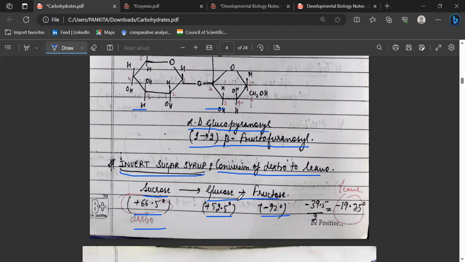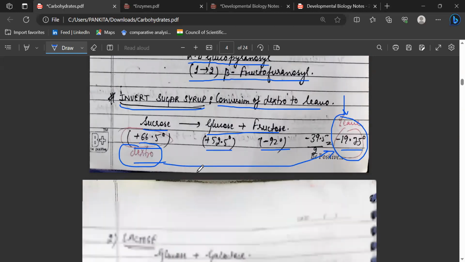So when it's broken down into glucose and fructose, the total specific rotation of the solution becomes minus 19.75 degrees, which is levorotatory. So basically, the dextrorotatory syrup converts into levorotatory. Converting dextrorotatory to levorotatory, we call it invert sugar syrup.